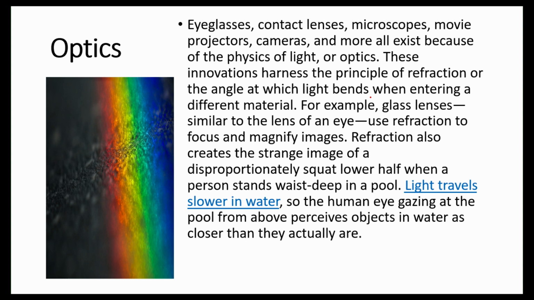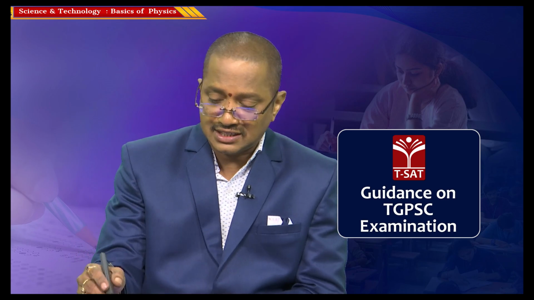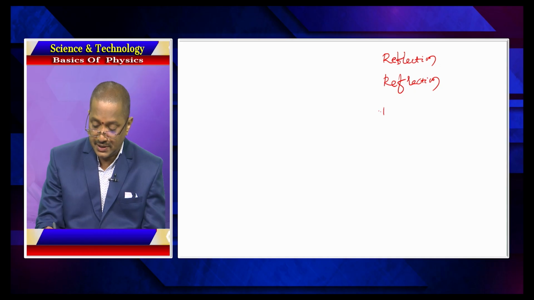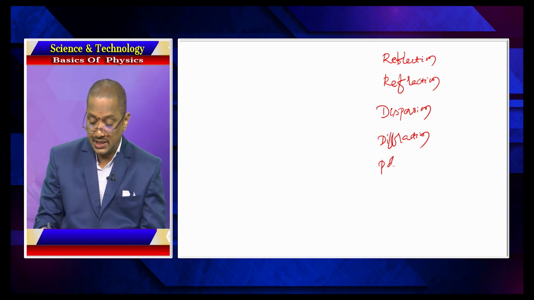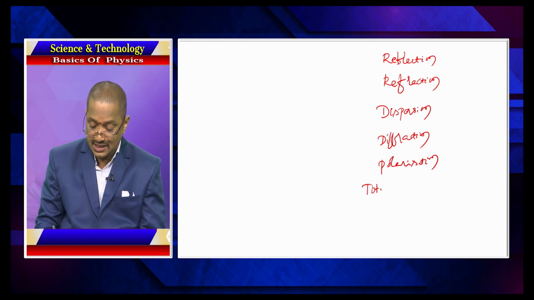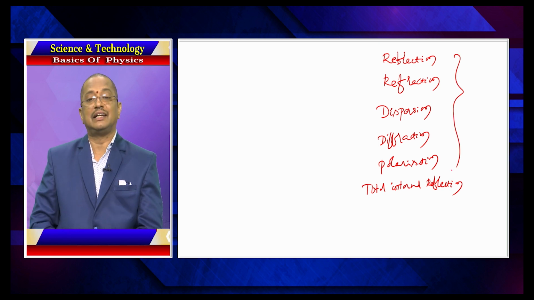Okay. So now we will discuss light. Light has five properties, simply called reflection, refraction, dispersion, diffraction, polarization and total internal reflection. These are the different properties of light.